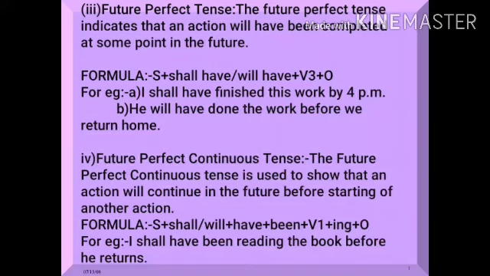So the formula you can see here: subject plus shall or will plus have plus been plus V1 plus ing plus object. For example, I have written, I shall, according to the formula, I is the subject, then shall, then have, then been, read is V1, then ing I have added, it is now reading the book, that is the object, before he returns is the other time. So future perfect continuous tense means one action will continue in the future before the starting of another action, or you can say that at some point in the future that action will be completed.